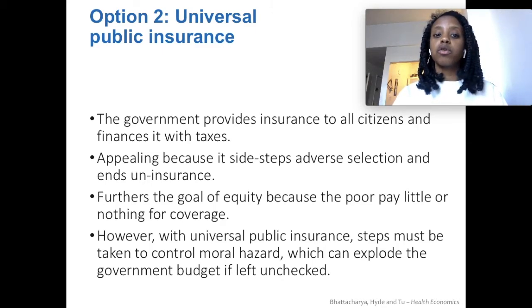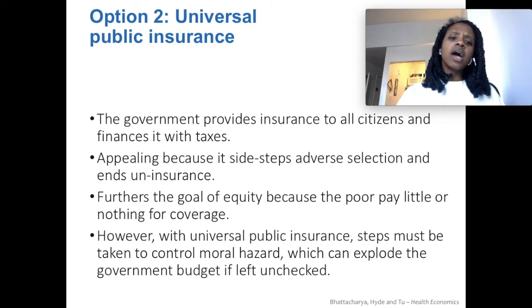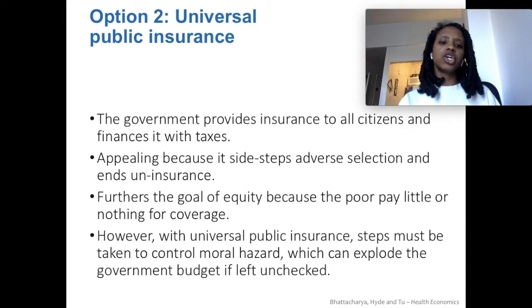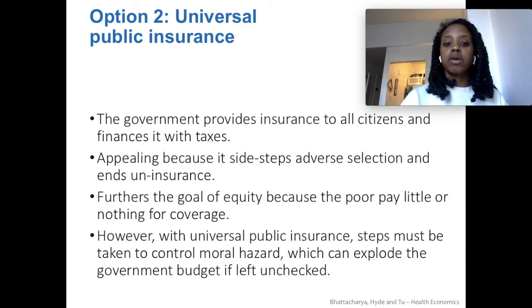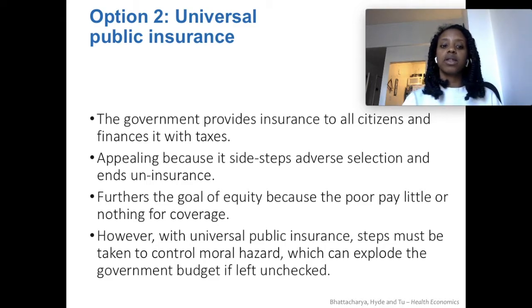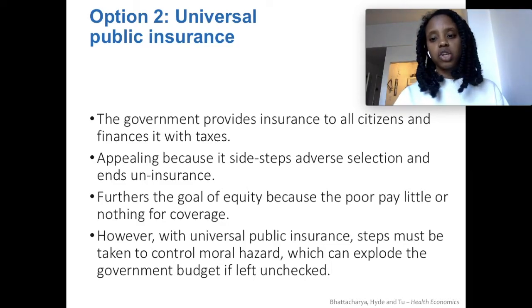Option two is universal public insurance. Under this, the government would provide coverage to all citizens and it would be financed through taxes. It's appealing because it sidesteps the whole issue of adverse selection and how that ends up leading to underinsurance. It furthers the goal of equity because the poor would pay very little or nothing for coverage, since it would be based on taxes. However, you would have to take steps to control moral hazard, which could potentially get really big if the government budget were to be left completely unchecked.